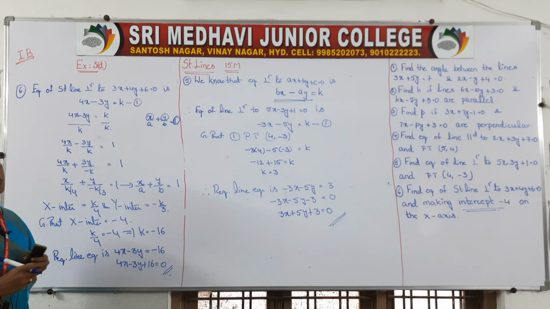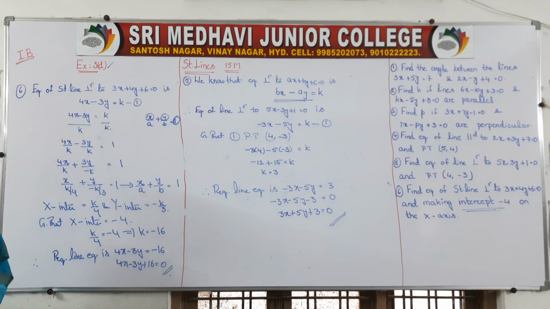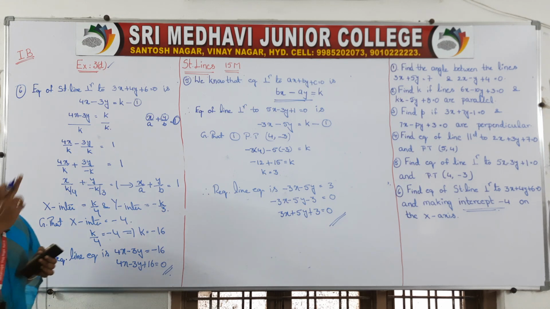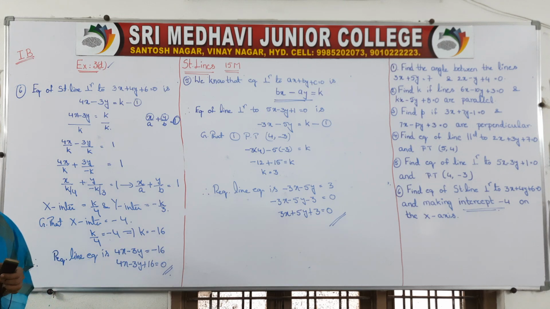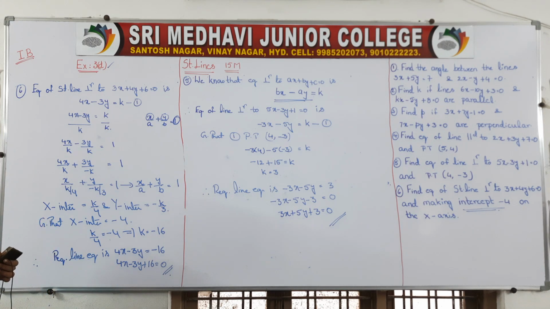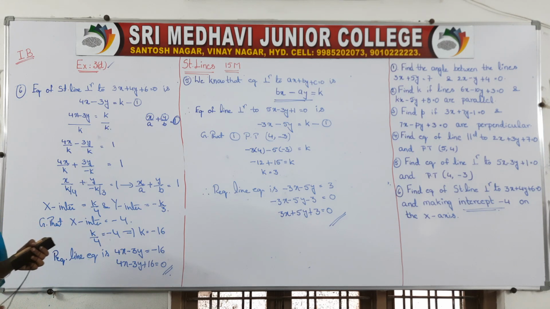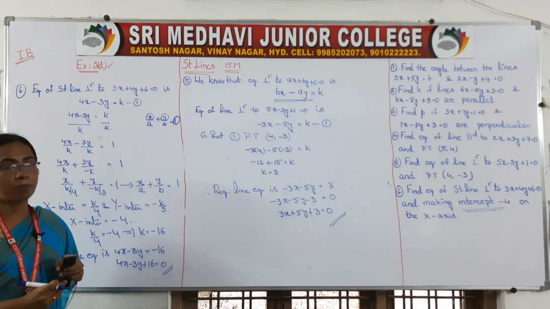All are 2 marks questions, selected from your exercise 3D. Practice nicely. The first one is the angle between the lines. For that, cos theta is equal to a formula, but the angle means only theta, so send cos to that side and you will get your angle. For the second one, it is given that the lines are parallel. The condition is a1 by a2 is equal to b1 by b2. You will get your k value. The third one is lines are perpendicular. The condition is a1 a2 plus b1 b2 is equal to 0. Apply the condition and you will get your p value.